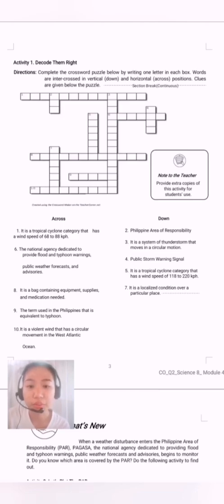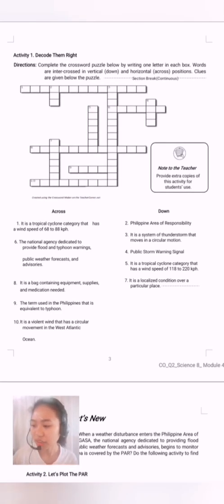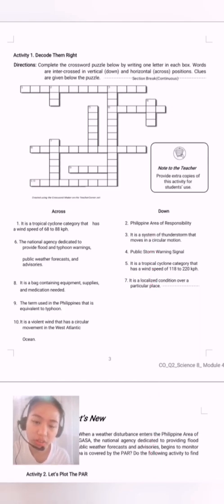Next down is number 3. It is a system of thunderstorms that moves in a circular motion. Number 3 has how many letters? 1, 2, 3, 4, 5, 6, 7, 8, 9, 10, 11, 12, 13, 14, 15. So what is your answer? If your answer is tropical cyclone, then write a check on it.